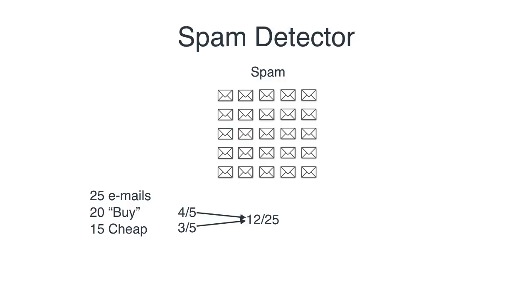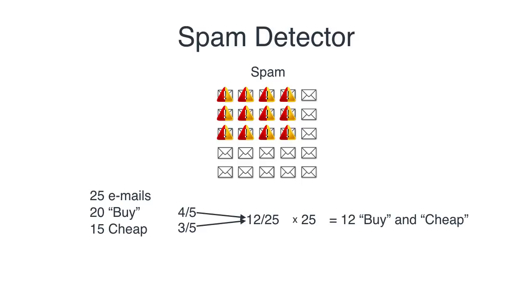So in order to find the actual number, we multiply by 25 and we get that 12 emails have the words buy and cheap. So that was kind of lucky that we actually did find 12. We're not gonna be that lucky in the other case, but we can still do it, right?